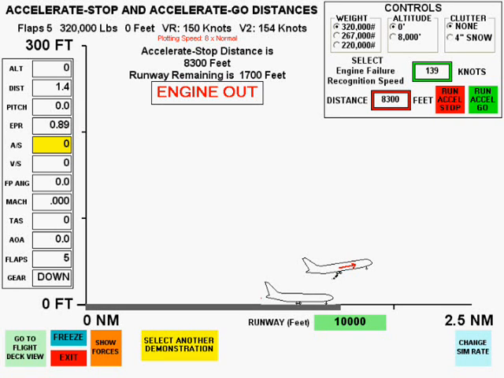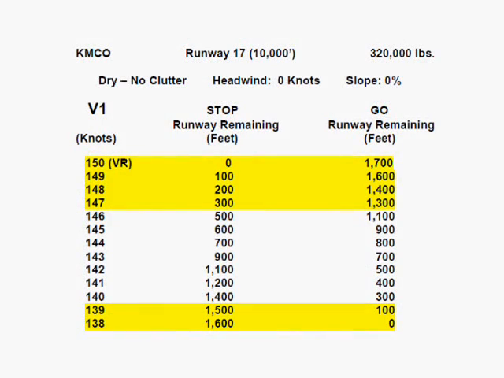Let's look at an example. This computer printout shows available V1 values for the existing conditions. For each V1 value, it shows the runway remaining after an abort and the runway remaining after the aircraft reaches 35 feet for an engine-out takeoff. Since the abort decision could be caused by many different reasons, the accelerate stop distance data does not involve an engine failure. Takeoff thrust is maintained until the throttles are brought to idle, which increases the accelerate stop distance slightly compared to the engine-out case.